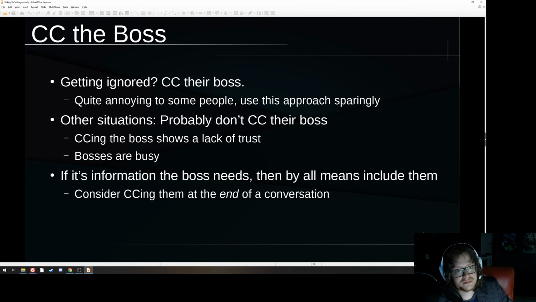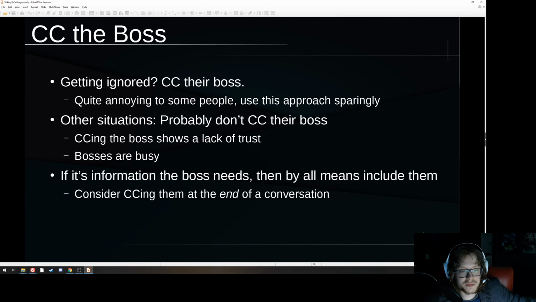Anyway, if you CC somebody's boss on the thread, then now they know that their boss is watching the thread. So in that case, it becomes more important for them to respond to you and do their job. But if you overuse this, it's irritating to everybody involved. If you do it right out the gate, first of all, it indicates that you probably have a lack of trust in the person that you're sending the message to. And then, of course, bosses are probably busier than their subordinates.